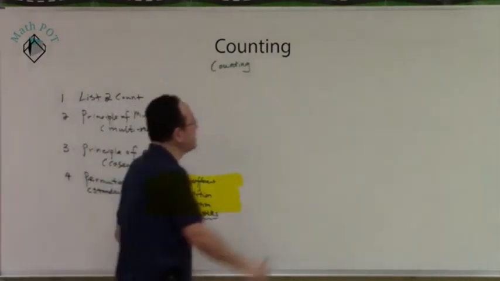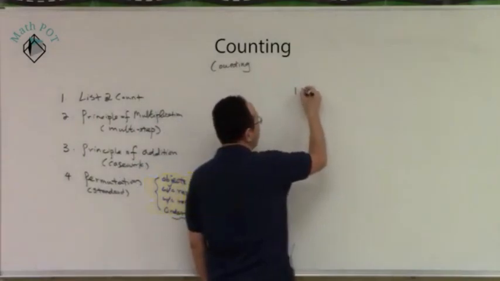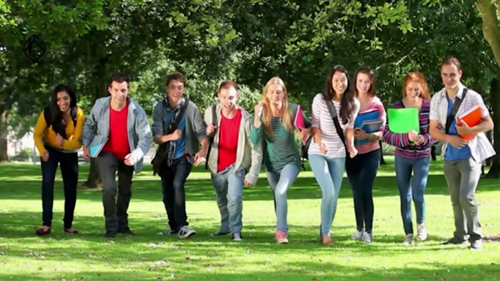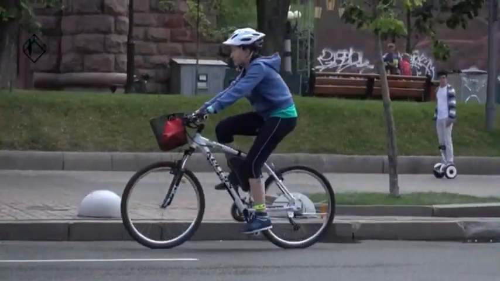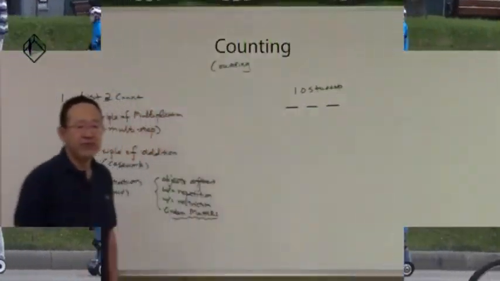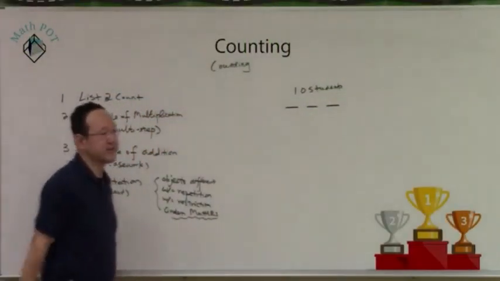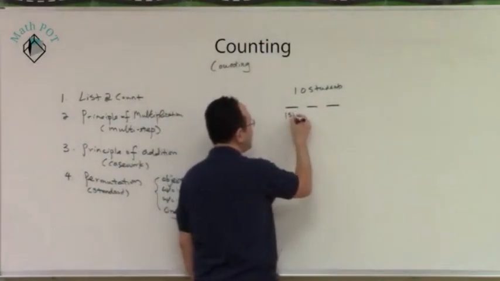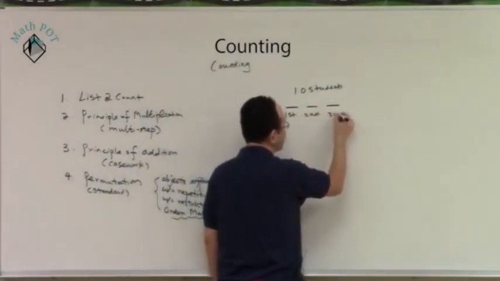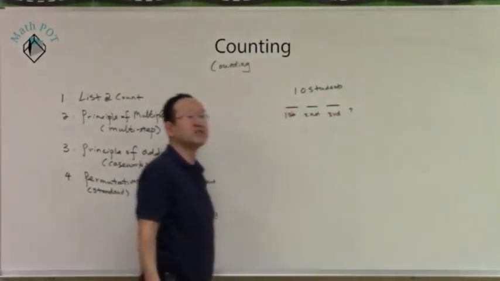I will use a very simple example here. Think about we have 10 students. They have a race. We try to figure out in how many ways they can finish the first 3 places. So for example, this is the first place, this is the second one, and this is the third one. Let's see how to solve this problem.